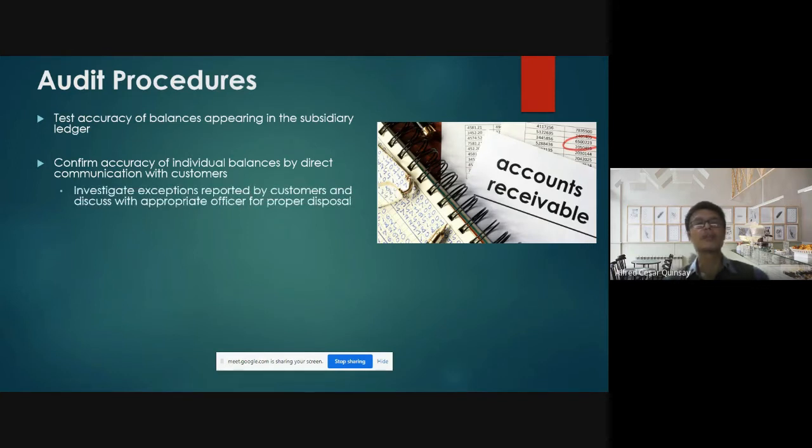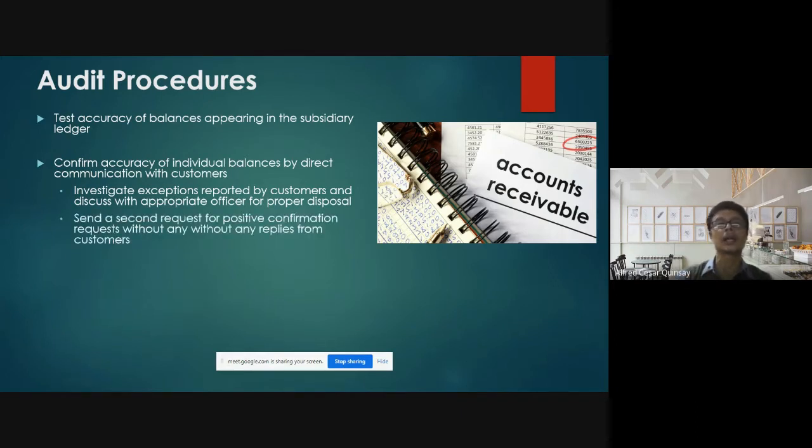You do this by investigating exceptions reported by customers. So the exceptions reported by customers, let's say there are overstated amounts, where their payable was made bigger. And discuss with appropriate officer for proper disposal.